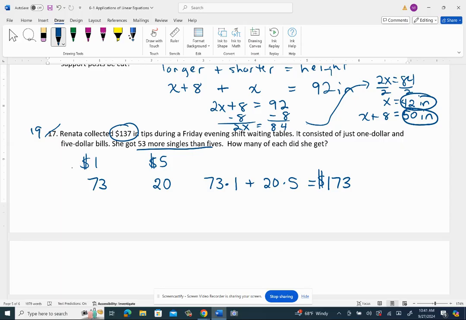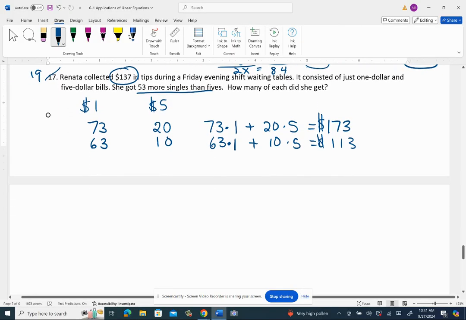So let me drop this down maybe to 10 fives. If it were 10 fives, then it would be 63 ones since she got 53 more singles than fives. Okay, so then I could calculate how much that would turn out to be by doing 63 times 1 plus 5 times the 10. That would be 50 plus 63. So that would be $113, which is too little. So that means I need more fives.